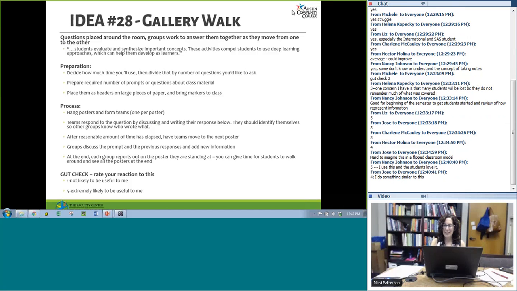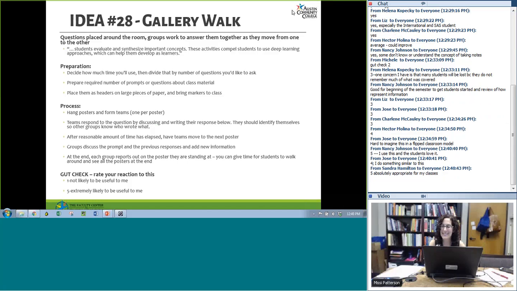And I've seen this, so Nancy says she uses this and they love it. Jose says he does something similar to it and gives it a 4. Sandra's liking it too, we got some 5s here.